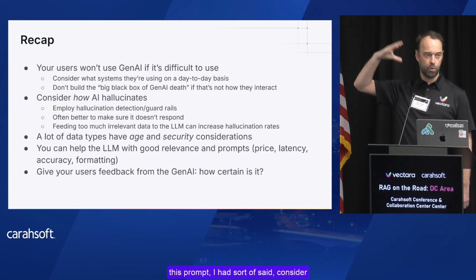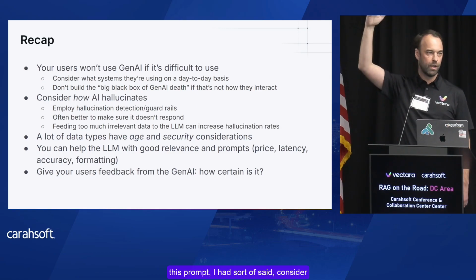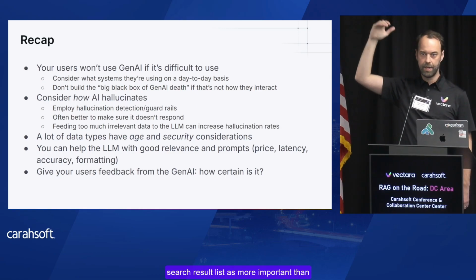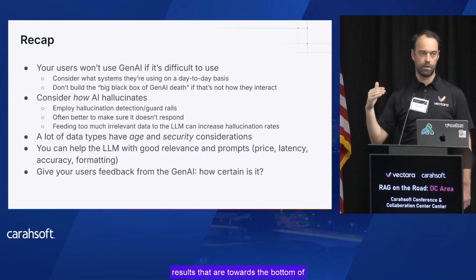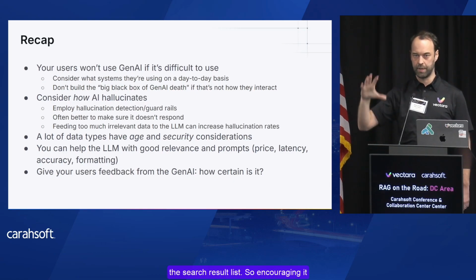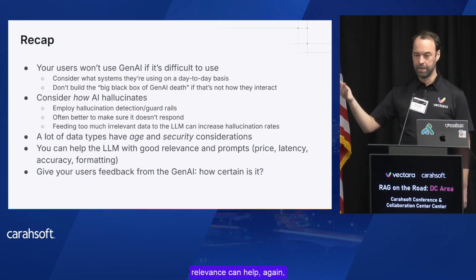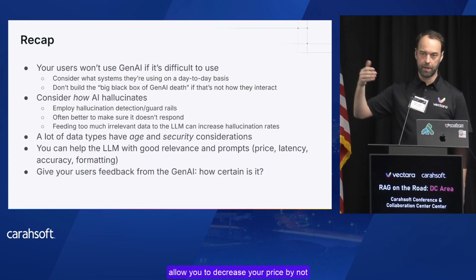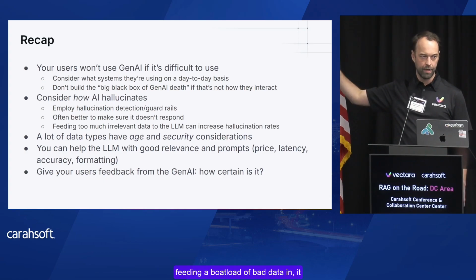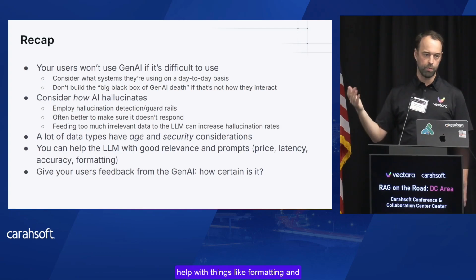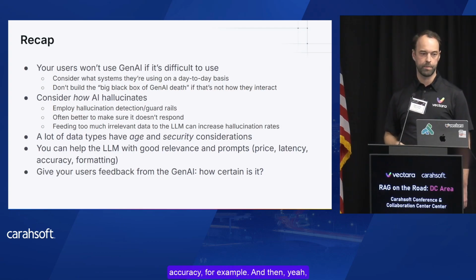In this prompt, I said, consider results that are towards the top of the search result list as more important than results that are towards the bottom of the search result list. Encouraging it to rely on that search result relevance can allow you to decrease your price by not feeding a boatload of bad data in. It can decrease the latency. It can also help with things like formatting and accuracy.